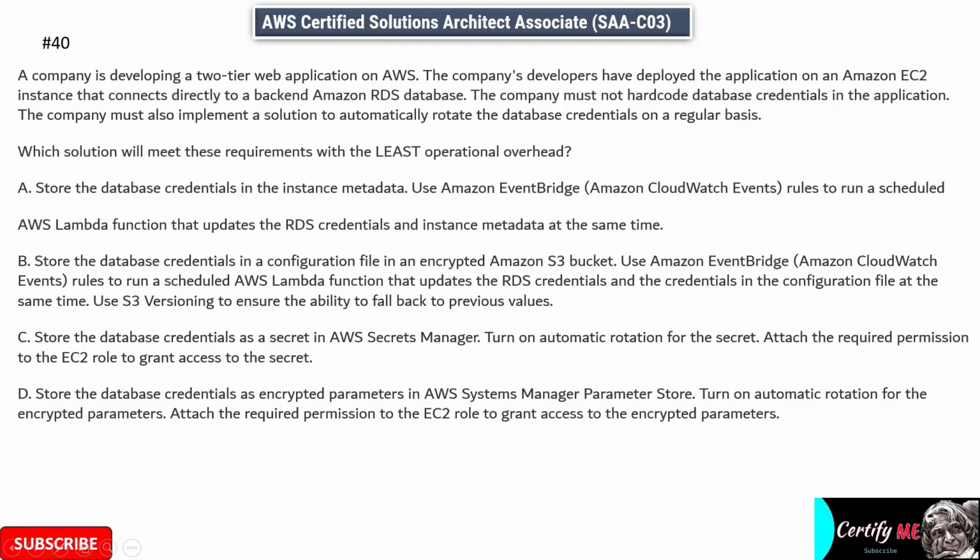Option D. Store the database credentials as encrypted parameters in AWS Systems Manager Parameter Store. Turn on automatic rotation for the encrypted parameters. Attach the required permissions to the EC2 role to grant access to the encrypted parameters.